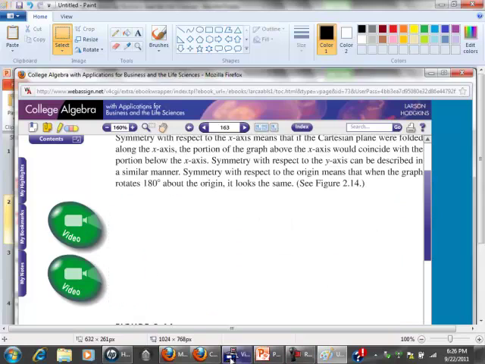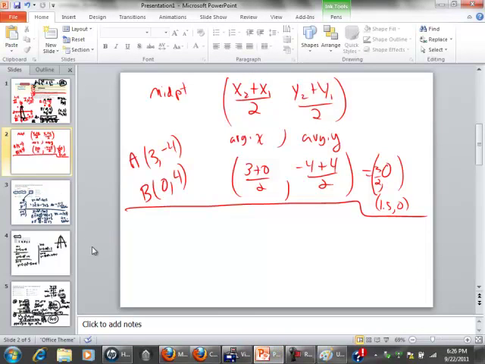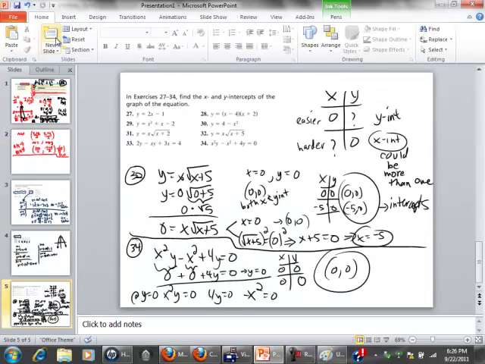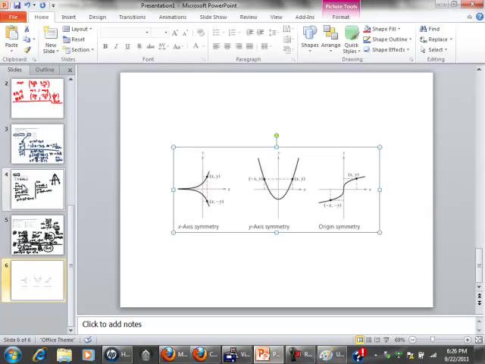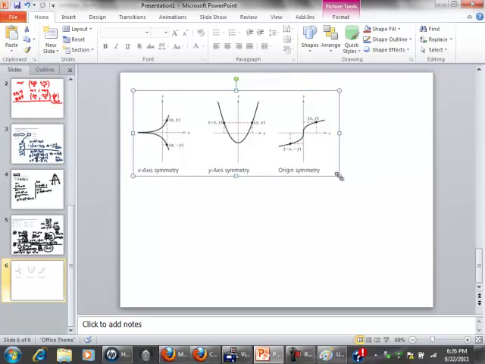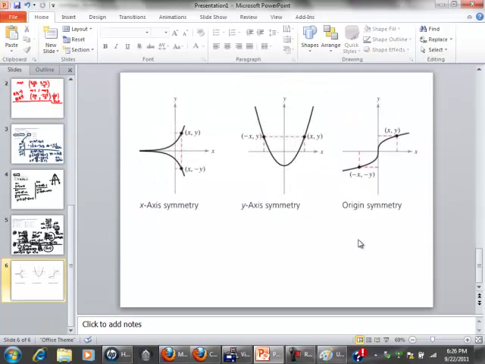X-axis symmetry, y-axis symmetry, and origin symmetry. What does that mean? If you were to flip it across the x-axis, you get the same picture back. If you were to flip it across the y-axis, you get the same picture back. It's a mirror image across the x-axis, or a mirror image across the y-axis. Origin symmetry is very different.